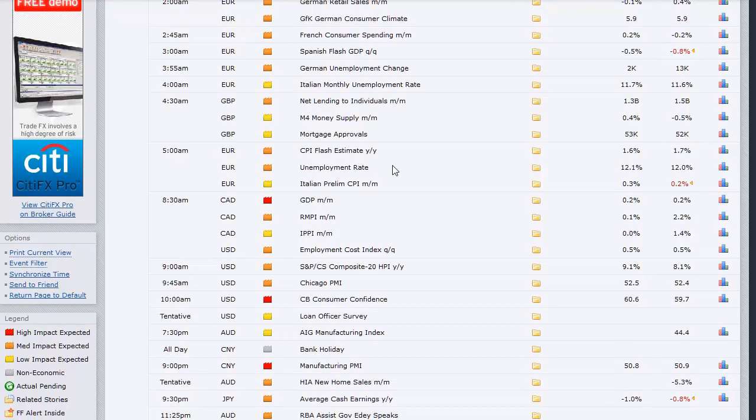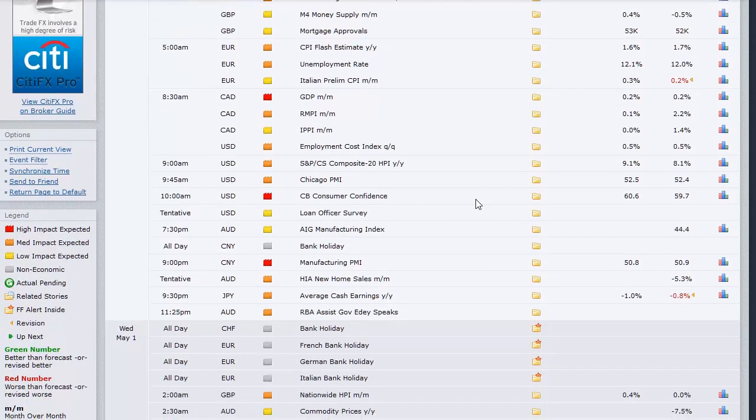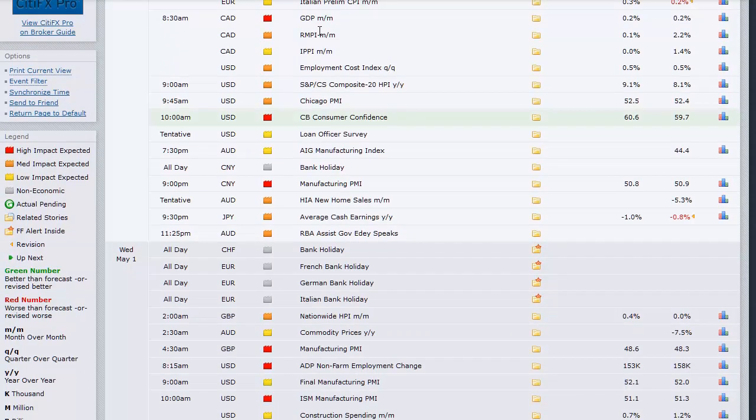We do have the broad European unemployment rate. That's a big one, along with CPI out of Europe. That's a big one. So 5 a.m. Eastern Time, Tuesday morning, some big data coming out we need to be aware of. A couple data points out of Canada, their GDP, their RMPI, and their IPPI.